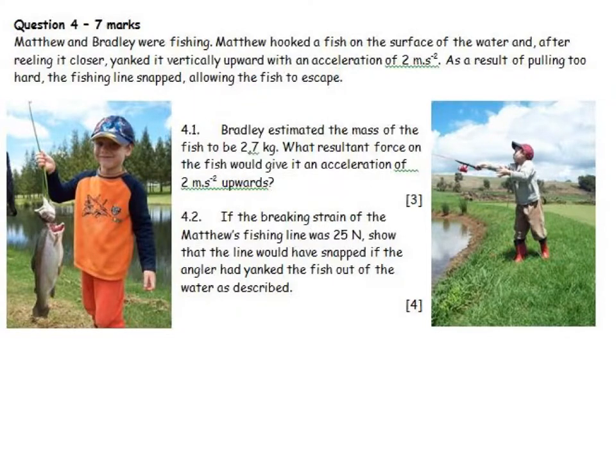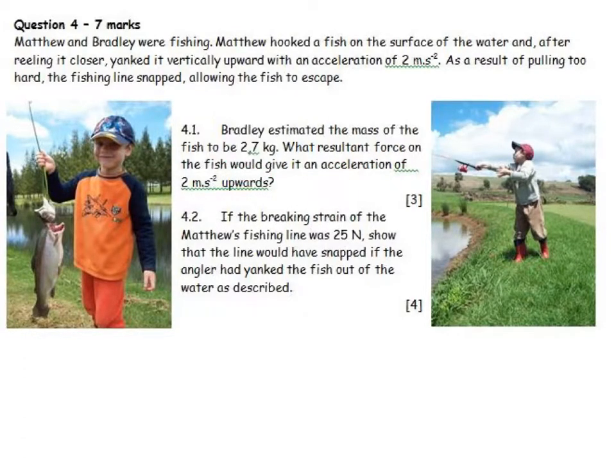We've got Matt and Brad and they're fishing. Matthew hooks a fish on the surface of the water, and after reeling it closer, it is yanked vertically upward with an acceleration given. As a result of pulling too hard, the fishing line snapped, allowing the fish to escape. Bradley estimated that the mass of the fish was given, and the resultant force on the fish would be whatever.